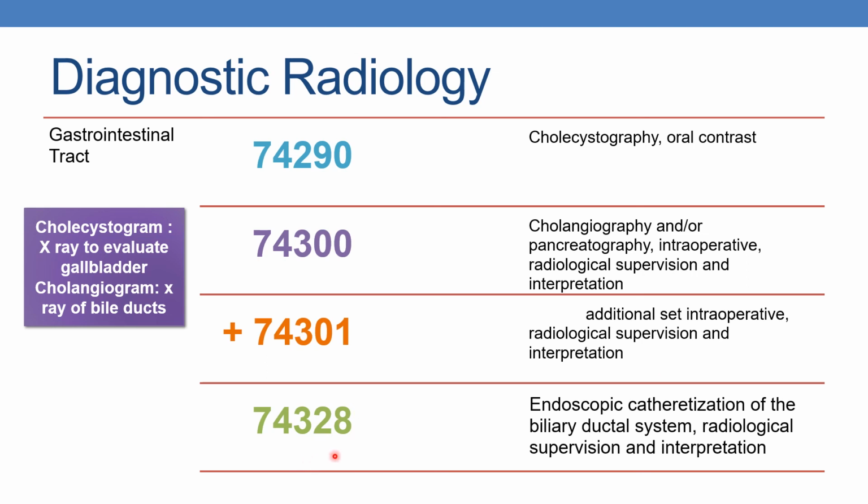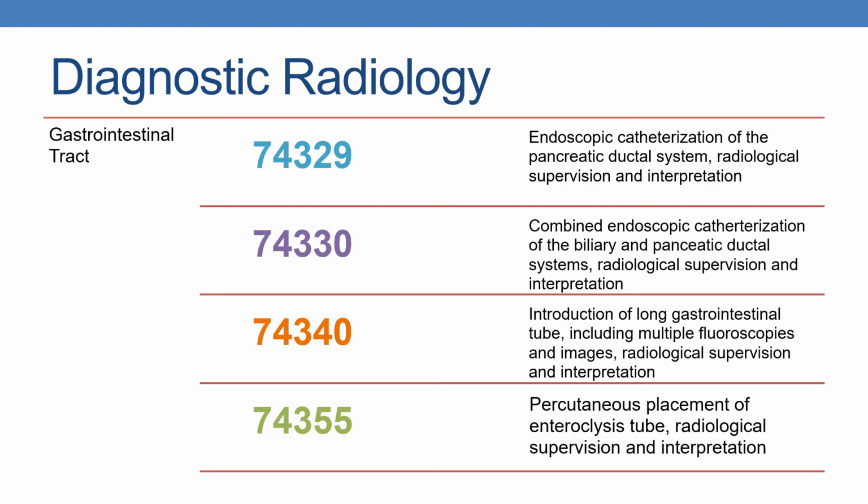The next is 74328, which is nothing but endoscopic catheterization of the biliary ductal system, radiological supervision and interpretation. The next CPT is 74329, which is nothing but endoscopic catheterization of pancreatic ductal system. The next is 74330, combined endoscopic catheterization of biliary and pancreatic ductal systems, radiological supervision and interpretation. The next is 74340, which is nothing but introduction of long gastrointestinal tube, including multiple fluoroscopies and images, radiological supervision and interpretation.